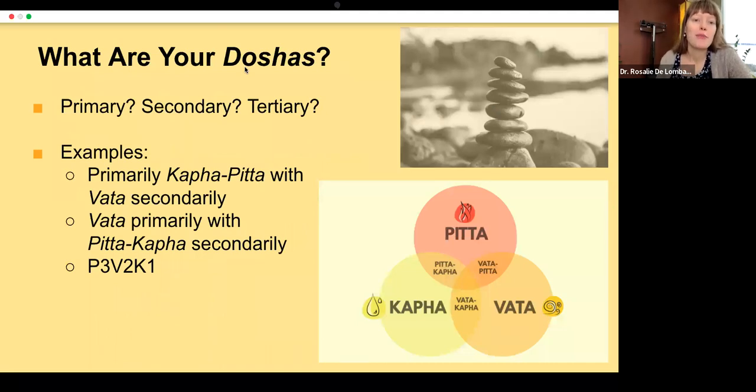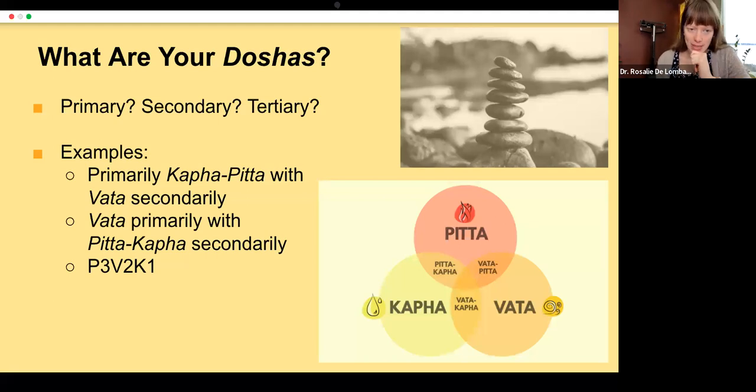So here's a moment where I want you to think about, what are your doshas? Are you dual doshic? Is there a strong primary for you with a weaker secondary and a tertiary? This is where you get to think about what your constitution is, what you are made up of.